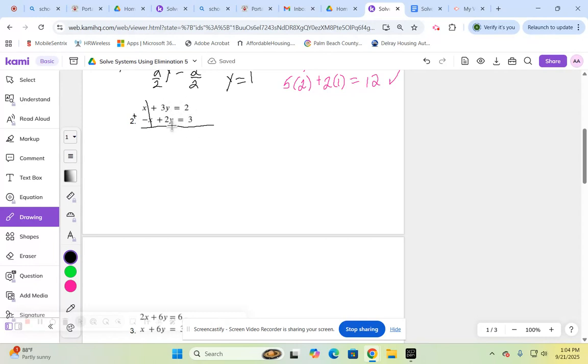And I'll have 3y plus 2y from here. That gives me 5y equals 2 plus 3 is 5. We will divide both sides by 5. And notice now we have the answer for y. Y is 1. What am I missing? I am missing x. Okay, so I can use substitution, step 3. I can replace y with 1 in either one of these equations. I'll use the top one.